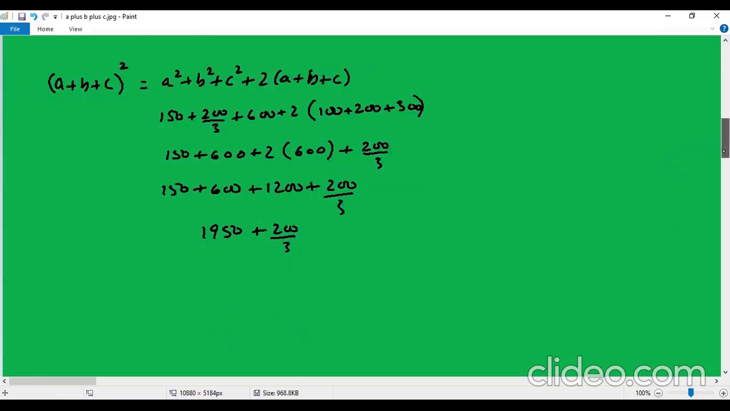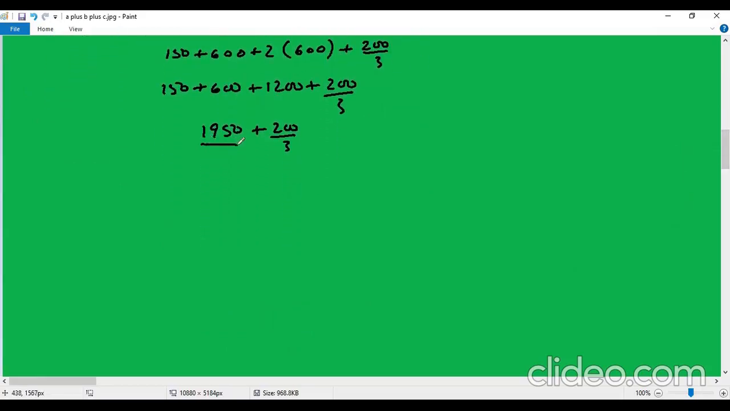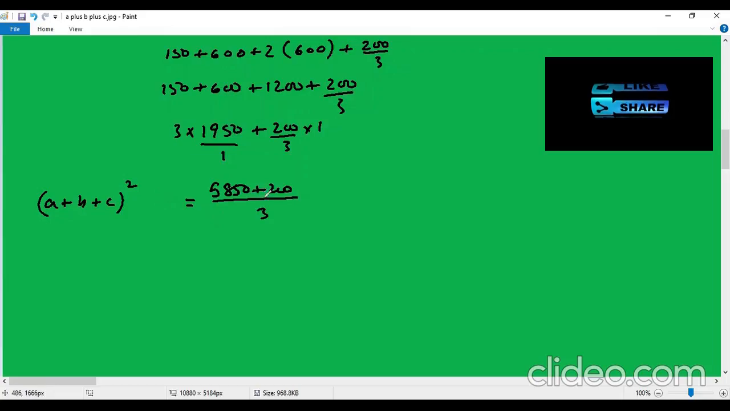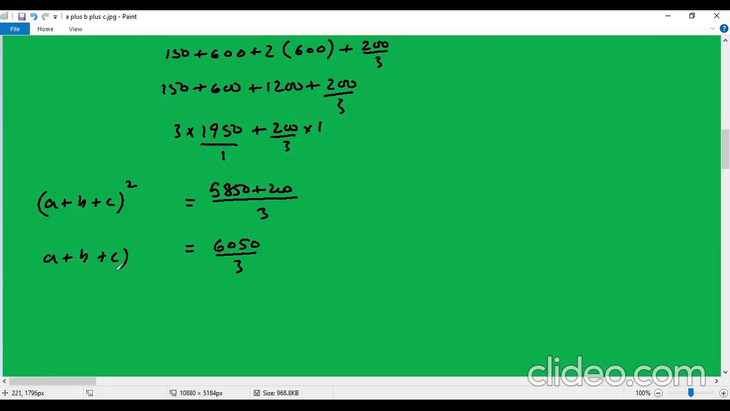Now, adding two fractions, you know very well, the denominator is 1, so we need to multiply this by 3 and this by 1. Once we multiply 1950 by 3, we get 5850 plus 200 over 3. Now, this is the value of (A plus B plus C) whole square. Remember this. Once you add these two, what you get is 6050 divided by 3, and we know that this is the value of (A plus B plus C) whole square.